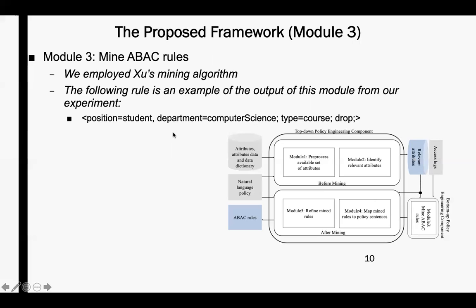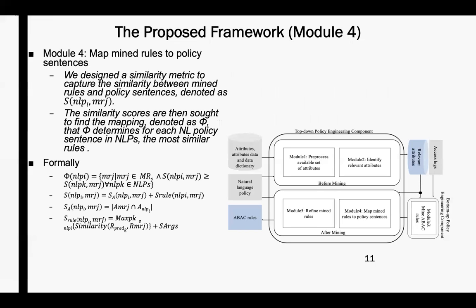Now the question is, to which sentence does this rule belong? I mean, which of our authorization requirements does this rule implement? In order to answer this question, we have our mapping module. The mapping module will map each produced rule to the sentence that it likely implements. In order to enable this mapping, we designed a similarity matrix. The formality of this matrix is discussed in detail in the paper.